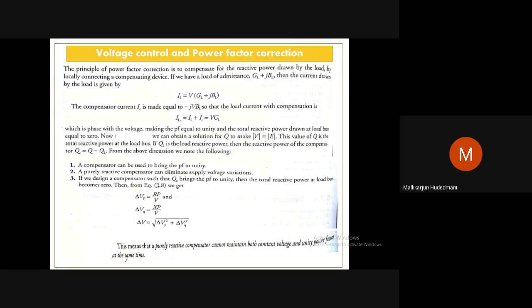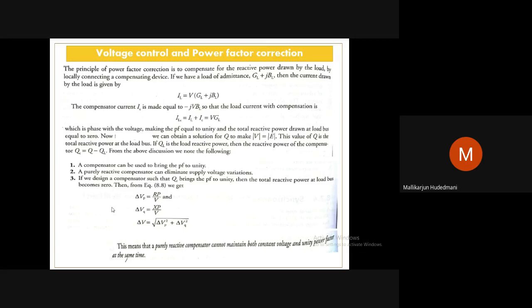A reactive compensator eliminates the supply fluctuation. If you design a compensator so that the compensated reactance brings the PF to unity, then the total reactive power at that bus becomes 0. This is to say, you are counterbalancing the total reactive term by compensating the reactive term. The net reactive power in the system is being made 0. That's what you are locally compensating. Total reactive power at the load bus becomes 0 because that is set by local compensation.